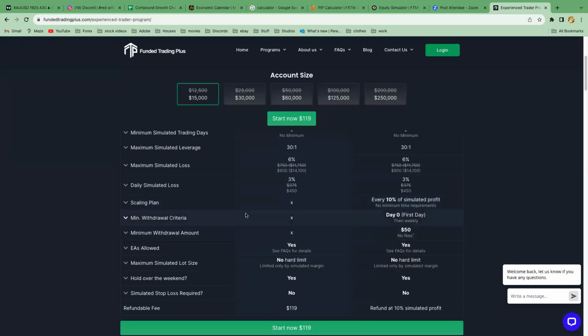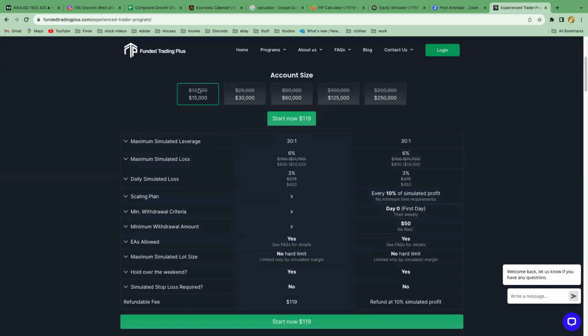Scaling plan. They did have a scaling plan before, but they've made a new account type, and I believe the new account types have a scaling plan where you can go up to like 2 million with them. It's a bit more expensive. You have to go into their back end. It's the master trader program. I'm not going to go over that in this one because I haven't gone through everything in depth, so I don't want to give false information again. Okay, minimum criteria, boom boom boom.